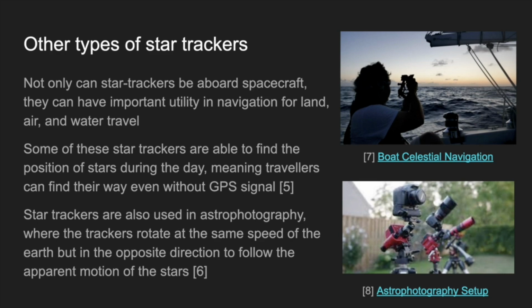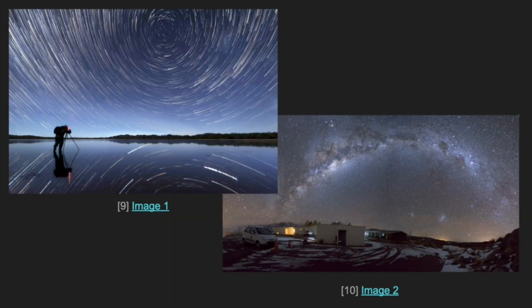Star trackers are also used in astrophotography, where the trackers rotate at the same speed as the Earth but in the opposite direction to follow the apparent motion of the stars. They get really high resolution images such as these two. As you can see, if you were standing out there in the daytime, you wouldn't be able to see as many stars. Now I'm going to hand it over to Jered to talk about inertial space.